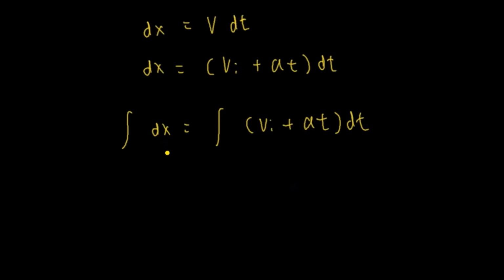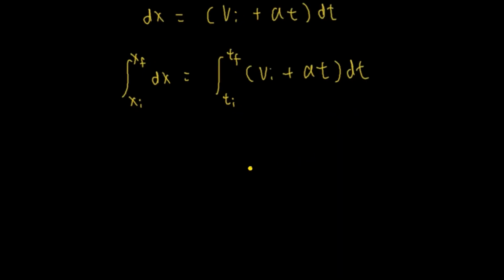Okay, so what happened here is because this is position, of course, we have to start from initial position to the final position. And on this side, we're integrating dt. So we're integrating time. So the lower limit and upper limit must be related to time. So it has to be t initial to t final. So we can evaluate this integral now. Integral of dx is just x. So we have x, which is the position, evaluated at initial position and final position.